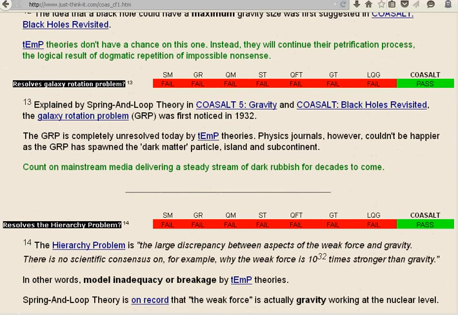Number 14. Does the theory resolve the hierarchy problem? The hierarchy problem is the, quote, large discrepancy between aspects of the weak force and gravity. There is no scientific consensus on, for example, why the weak force is 10 to the 32 times stronger than gravity. In other words, model inadequacy or breakage by the existing mainstream physics theories. Spring and loop theory is on record that the weak force is actually gravity working at the nuclear level.